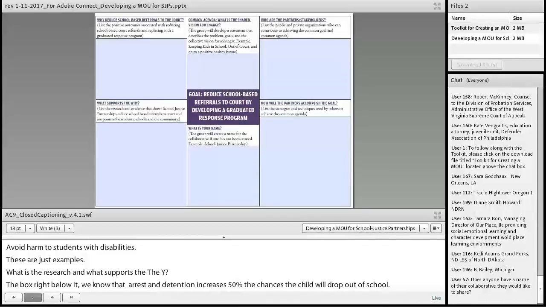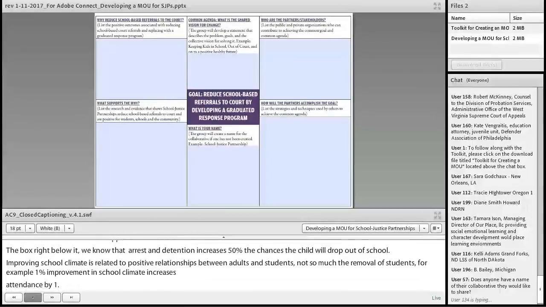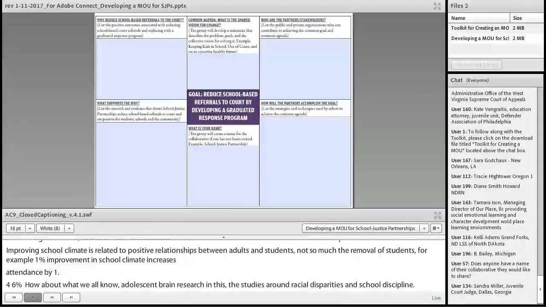Or how about what we all know, the adolescent brain research in support of this, or the studies around racial disparities in school discipline. And then the who, something we're going to talk about later, and we'll break it down. Schools need to be involved, law enforcement, prosecutors, defenders, courts, social services, mental health, private providers, the community. That includes parents, students, faith-based. How about businesses? How about your Chamber of Commerce? How about your advocates, including the NAACP, for example, which is very important because of the racial disparities inherent in school discipline matters. But like I said, how these folks all make their decisions, we're going to talk.